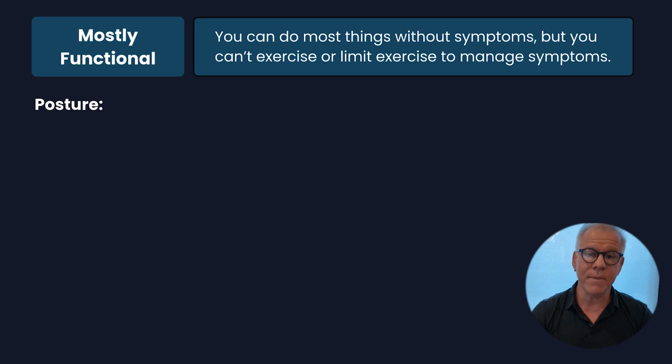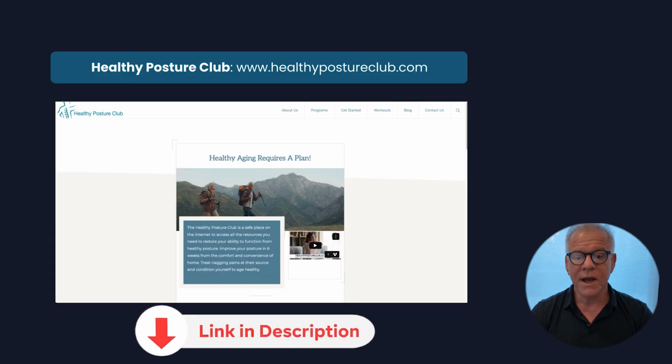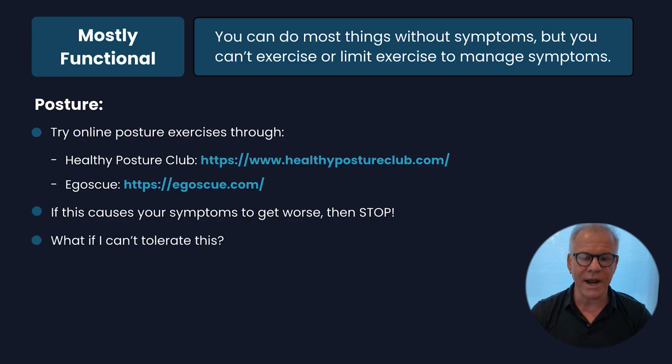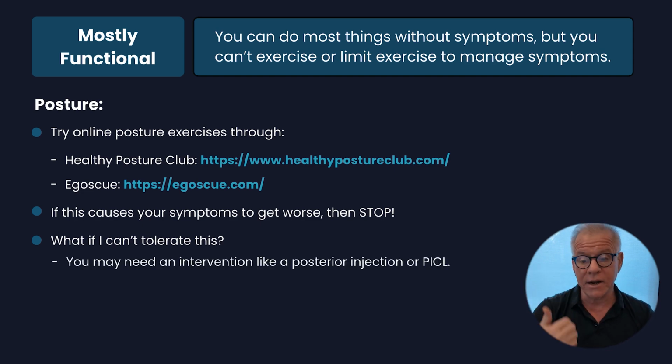Posture is another big component. And at this level, you should be able to do things like try some of the online exercises through Healthy Posture Club or a GOSCU. And these are guided through a therapist. Now, if you're already working with a therapist through IPA, then you may not need this at all. If you can't find someone like that, then this is a good entry point to start your at-home physical therapy. Now, if you can't tolerate any of this, then just stop. And again, you may need an intervention like a posterior injection or a PICL.